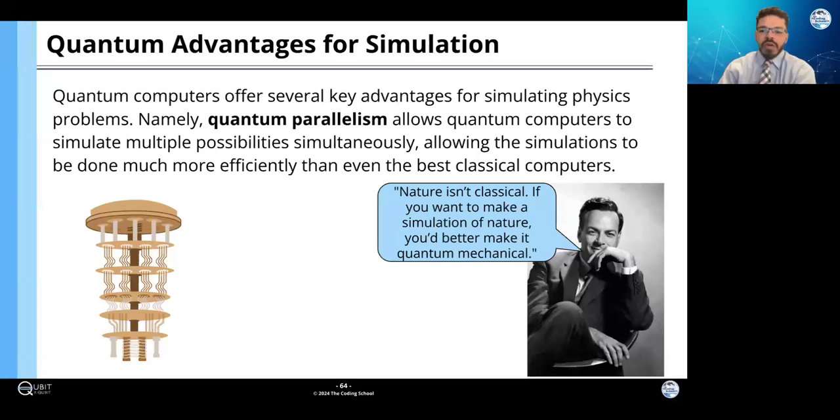And over there is everybody's favorite physicist, Richard Feynman. Richard Feynman thought about a lot of stuff, actually, and he actually thought about quantum. But he says nature isn't classical. If you want to make a simulation of nature, you'd better make it quantum mechanical. And that's sort of what we're seeking to do.